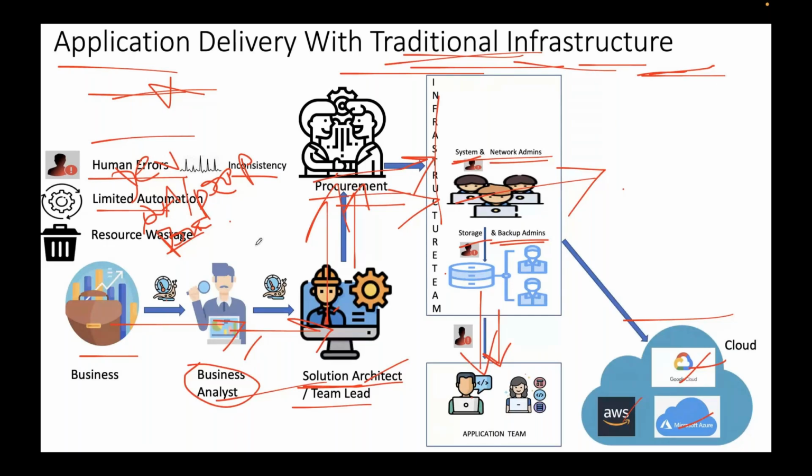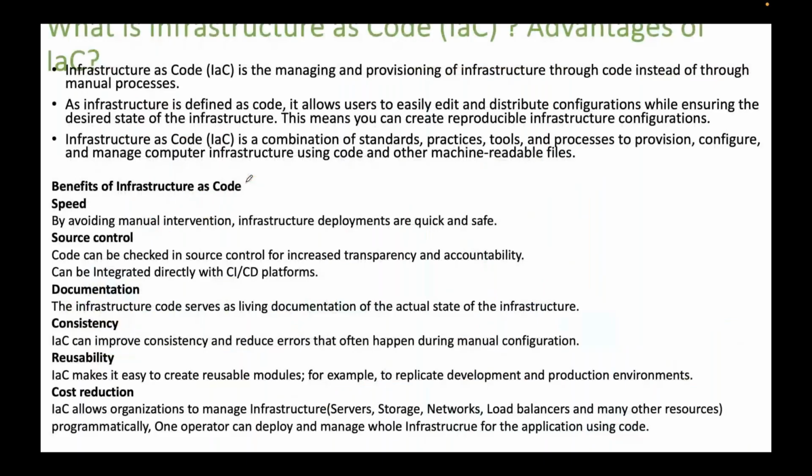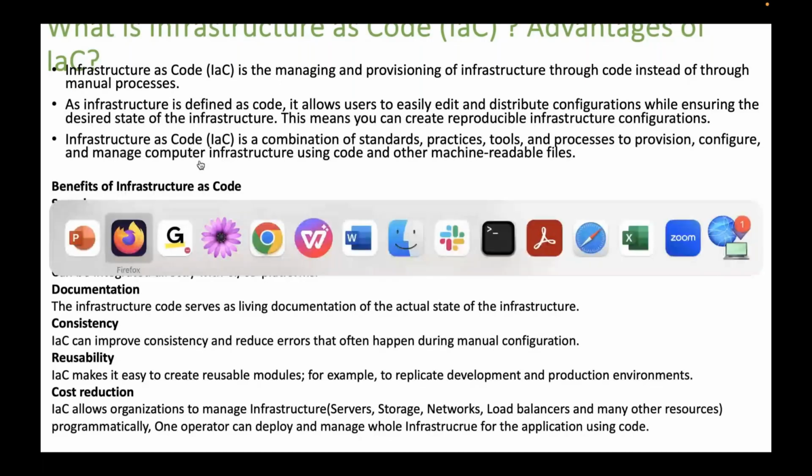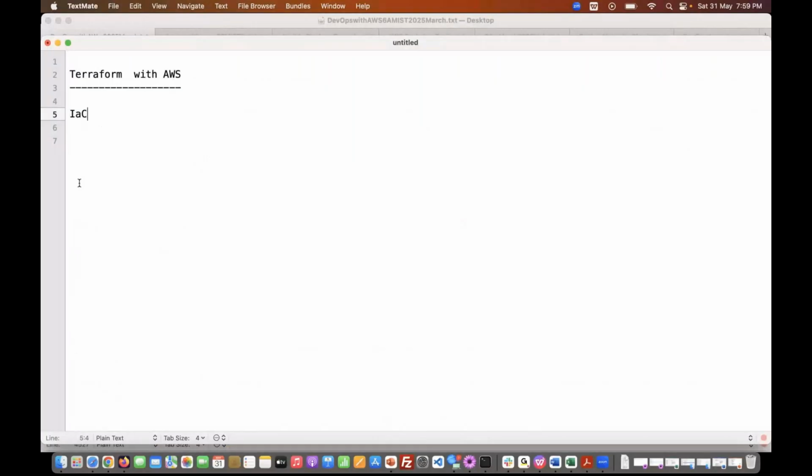And also no human errors. Why? Because we are going to make it automation, and the resources are also very few. We can make it automation also. So to make it automation, which tool are we going to use? Any IaC tool. IaC means infrastructure as code. Infrastructure as code. So what are the popular IaC tools?